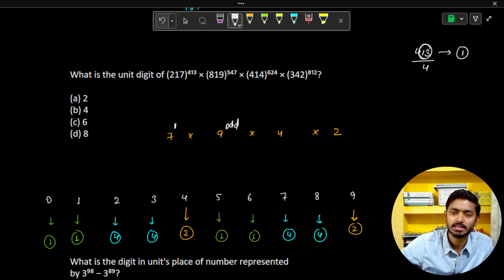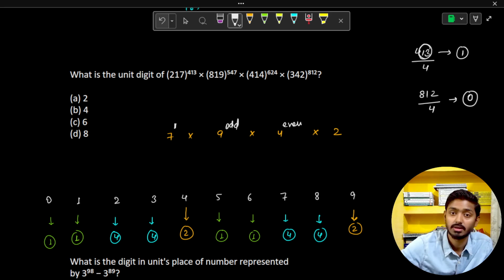4 has a cyclicity of 2. That means we are going to talk about odd and even. As we can see, this is even. We'll just write even over in here. And 2 has a cyclicity of 4. So over here, we'll have to divide 812 by 4, sorry. We get remainder 0.